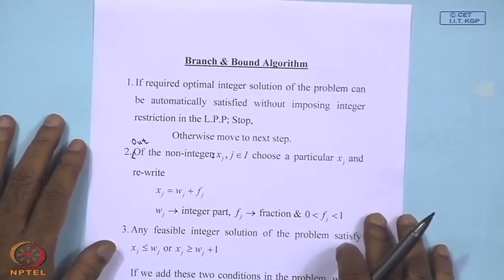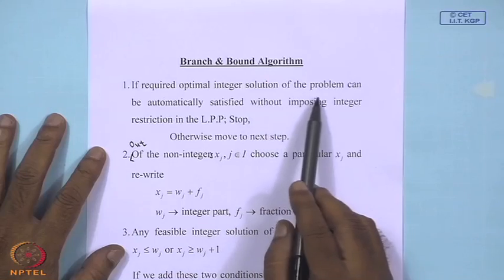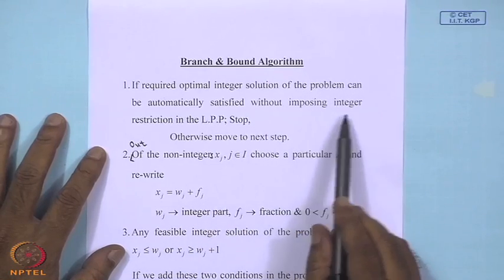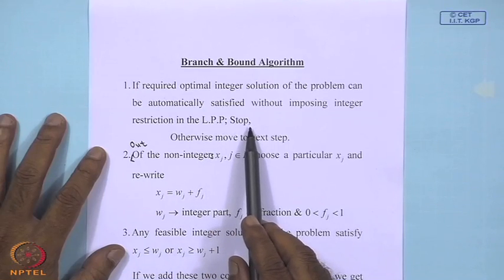So, in general, the branch and bound algorithm can be written something like this. Number 1: if the required optimal integer solution of the problem is automatically satisfied without imposing the integer restriction in the LPP, then you stop.